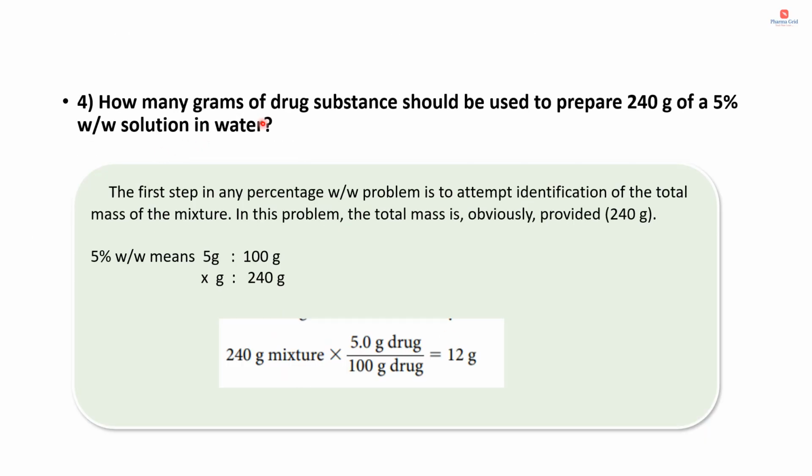Fourth question. How many grams of drug substance should be used to prepare 240 gram of a 5% weight by weight solution in water? So the first step in any percentage weight by weight problem is to attempt identification of the total mass of the mixture. So in this problem, the total mass is obviously provided, that is 240 gram. So 5% weight by weight means 5 gram is present in 100 gram. So we need to find out the amount present in 240 gram. So let it be x gram. Find out the value of x by cross multiplication. That is 240 into 5 divided by 100, that is equal to 12 gram.